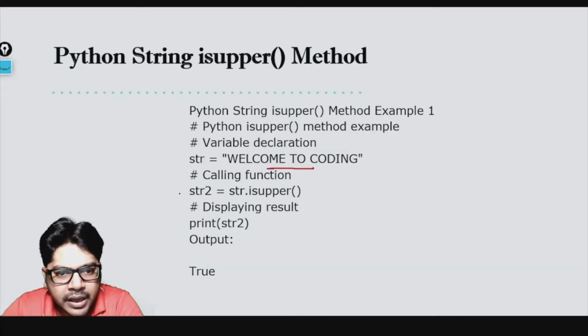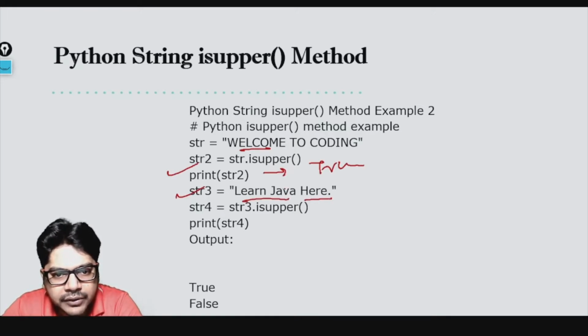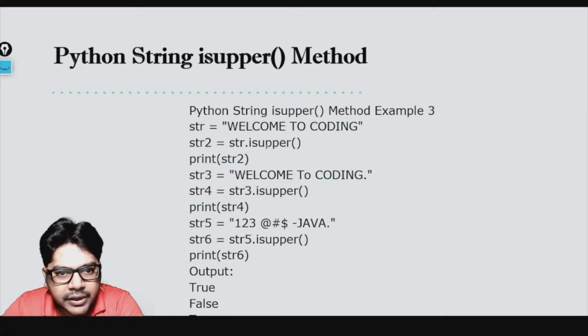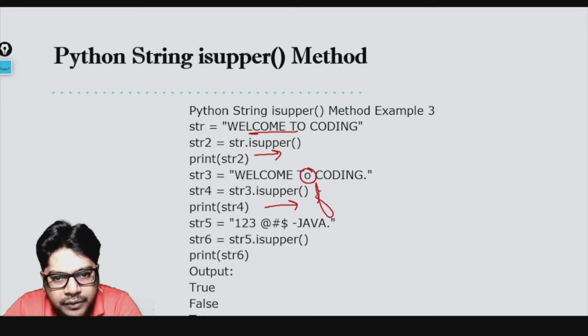Welcome to coding. If you are writing str2.isupper, it is going to give you true, right? For this one also it is going to give you true. But for learn Java, you see some of them are in small letters, so it is going to give you false. Next one, welcome to coding, for this one it is going to give you true. Welcome to coding, this one also. Now here you see o is small, so it is going to give you false.